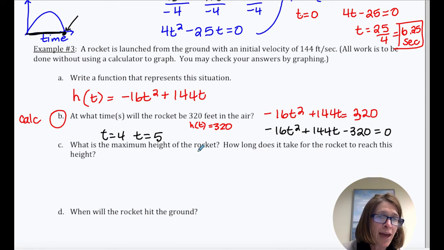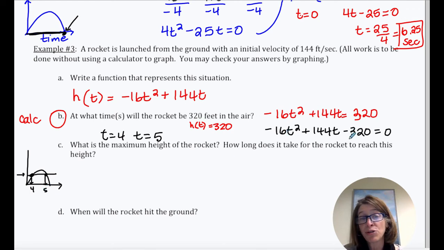Okay, so we know that if here's my rocket, the rocket went up, it started on the ground, went up, went down, and we know we had zeros at 4 and 5, okay? We were looking where it equaled 320, so we were looking for these two values here and here. So that was 4, that was 5. What's the maximum height of the rocket?